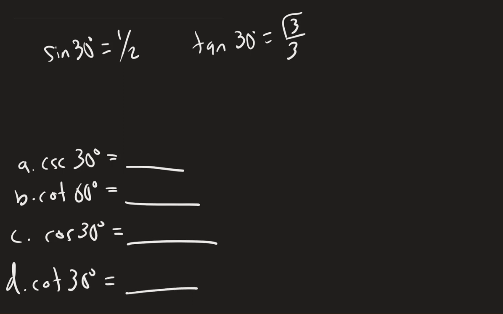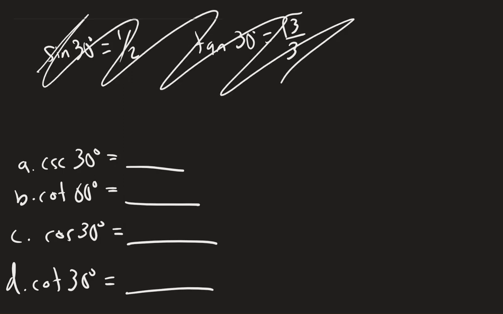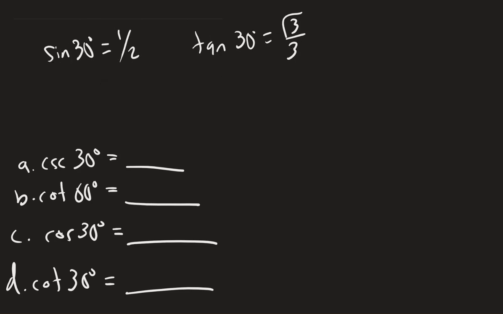Now they do give us these tips up here, but what I need you to notice is that these are trig values, one of the 6 main trig values, and these are angles on the unit circle. So you really shouldn't need these tips at all to be able to work these questions. Now it might make it a little bit quicker, but it shouldn't be necessary.